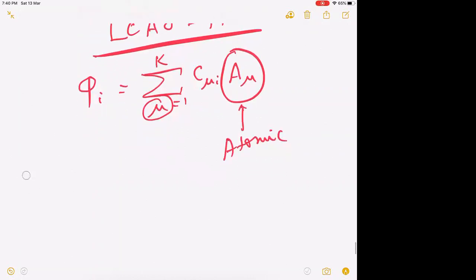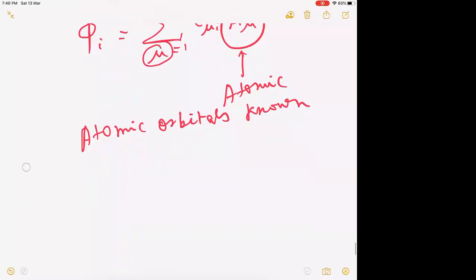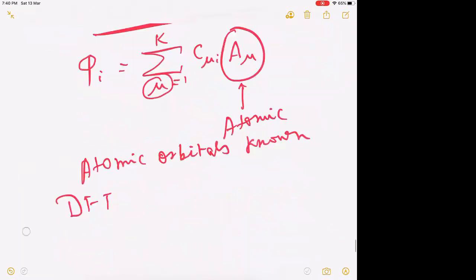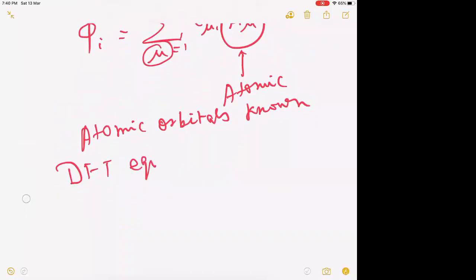So the idea of doing a DFT or a Hartree-Fock is that the atomic orbitals should already be known. So these are known atomic orbitals. And then the DFT equation, when I write the matrix equation, will provide me these coefficients.